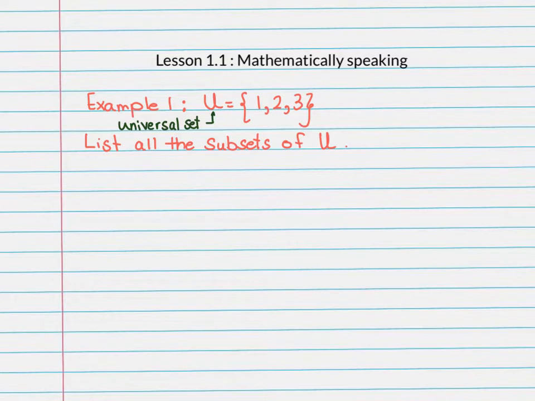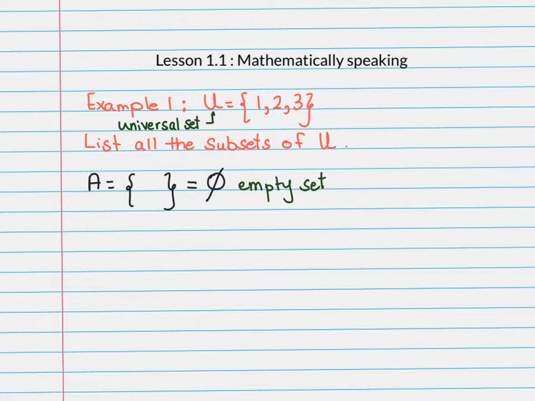Let's see. I can make a set A that has no elements. It is empty. It has no elements inside it. And we call this set an empty set, and it is given the symbol phi. This is the symbol of an empty set. Can we make other sets?